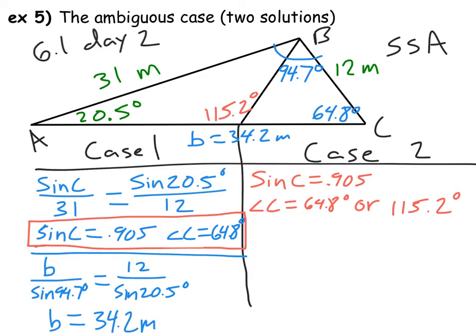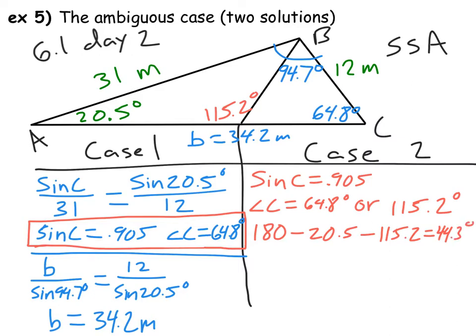Okay? So now if I went up to angle B, this is really what you need to check to see if the second case is possible, because at this point I actually haven't even verified it. Take 180. Of course we have the 20.5. Now take away the 115.2 and we get 44.3.